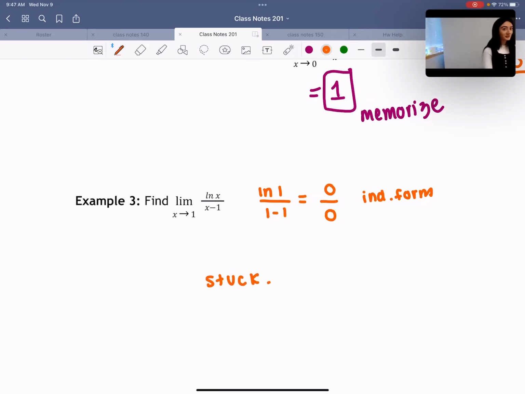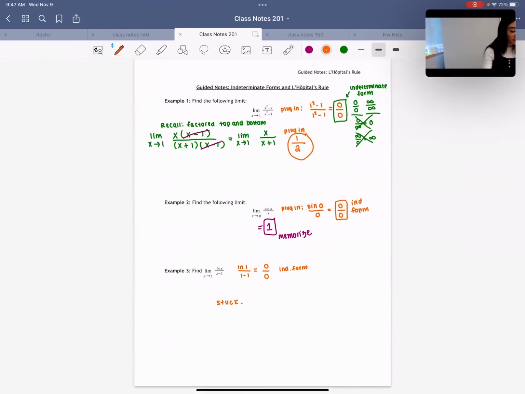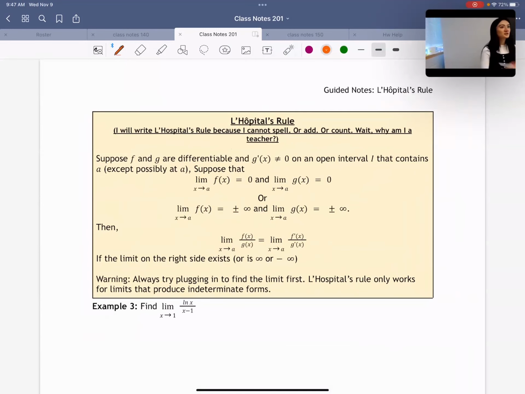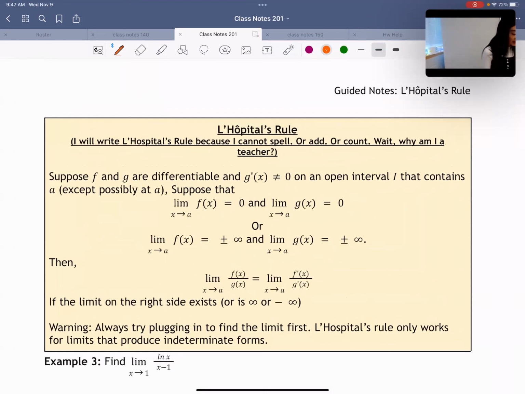Okay, I will tell you the way to do this. There's another tool that I haven't told you about because we didn't have the tools to do it before. We call it L'Hopital's rule. So there's another way to solve limits that we don't already know how to do by plugging in. Okay, by the way, I know it looks like L'Hospital's rule. I will actually write that down because I can't spell. I'm a math teacher, I'm not expected to spell things correctly. But if you see it later in the notes, I spelled it that way by accident.